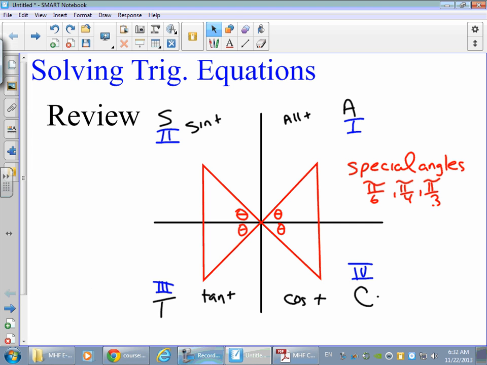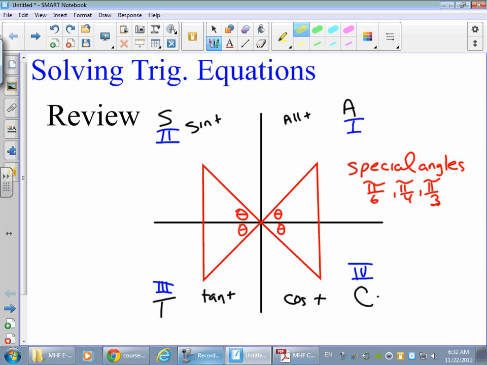Okay, so we're going to get into solving equations today. Essentially what we're doing is taking the ratios that we've looked at and any kind of solving equation principles we've dealt with in the past and just putting them together. So some quick review, things that we need to recognize to be able to do this.